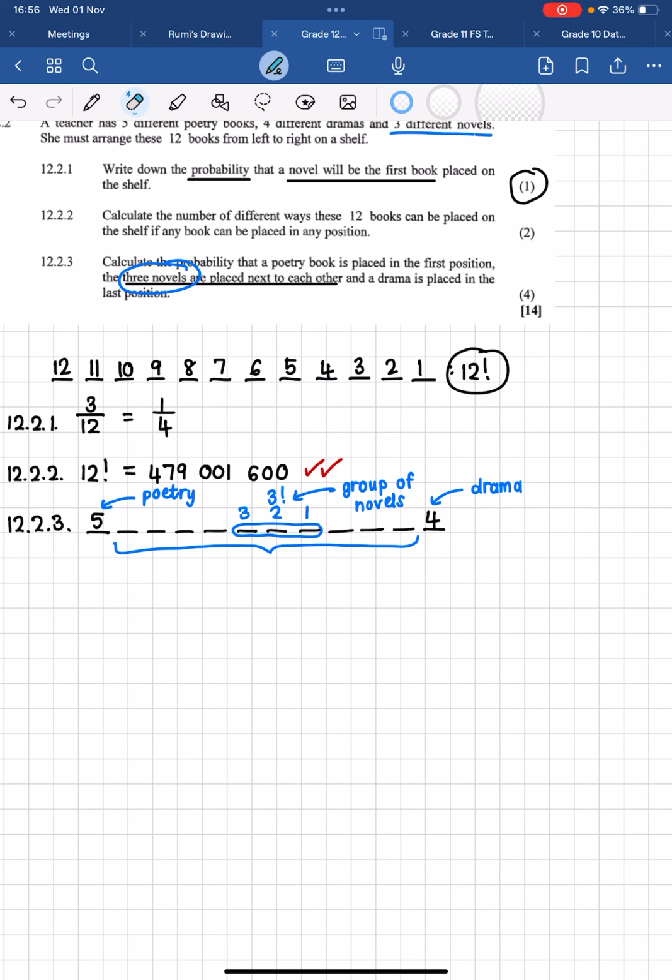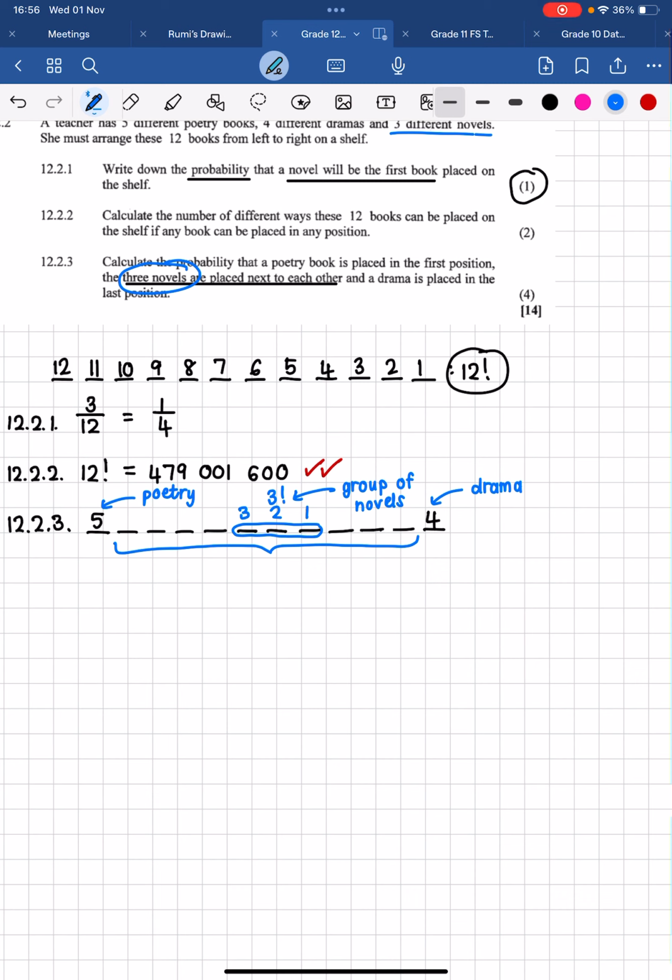Let me take away this 10. How many books are now left for these other slots that can be arranged in any order, right? They didn't tell us anything about the others. They said poetry book there in the first place, drama in the last space, and then the 3 novels must be put together. So how many books are left? 1, 2, 3, 4, 5, 6, 7.